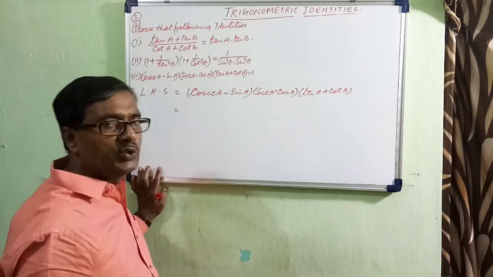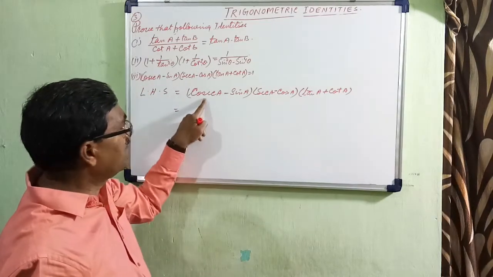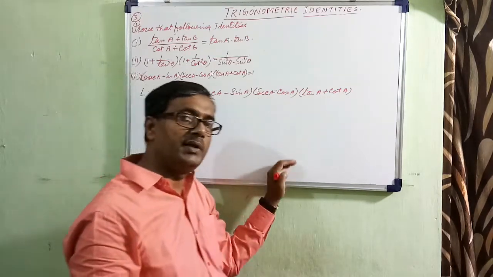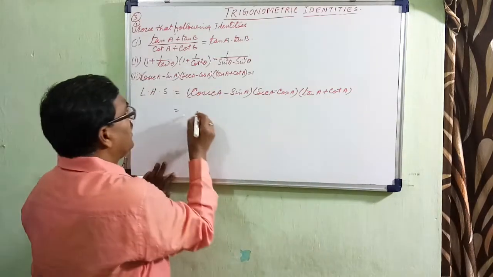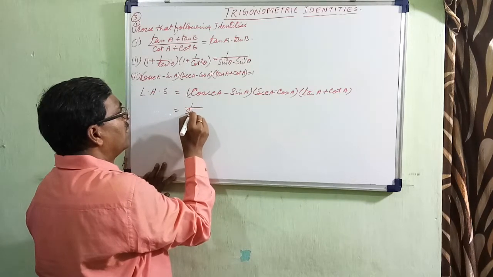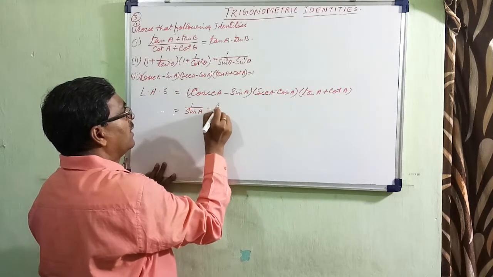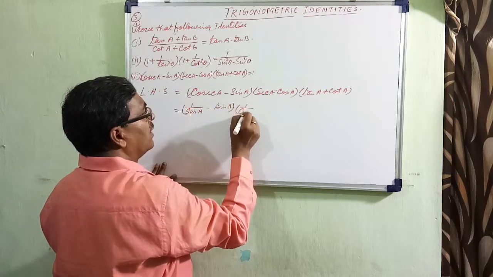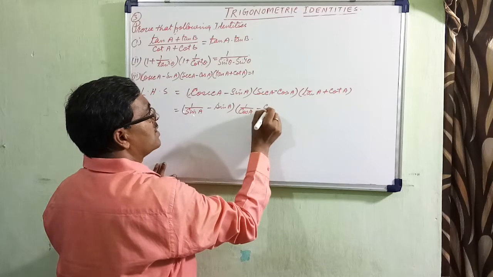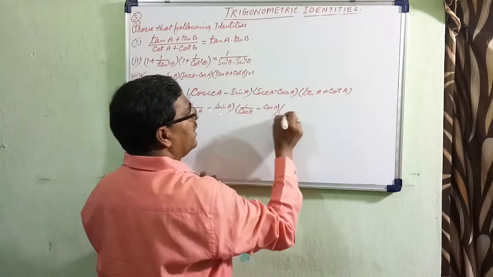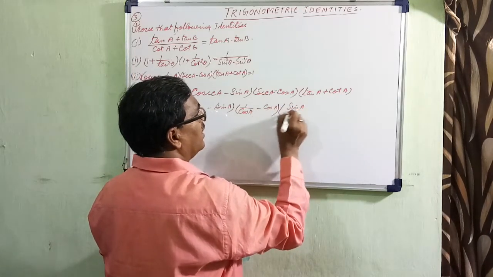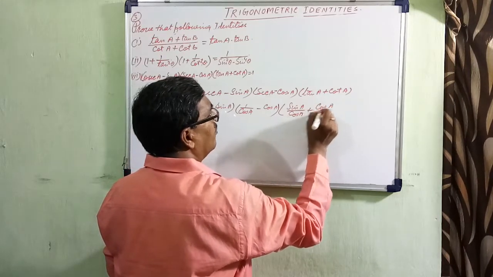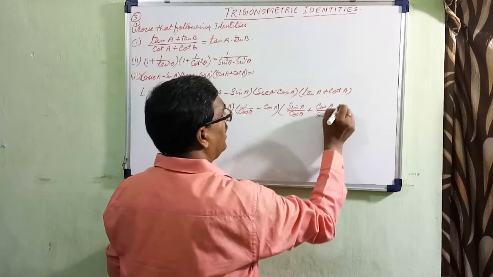Every term you convert into sine and cos form. Cosec can be written in sine form, sec can be written in cos form, and tan and cot can be written in sine and cos form. So it can be written as 1 by sine A minus sine A, 1 by cos A minus cos A, and sine A by cos A plus cos A by sine A.